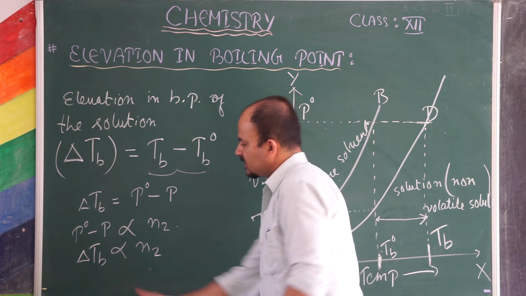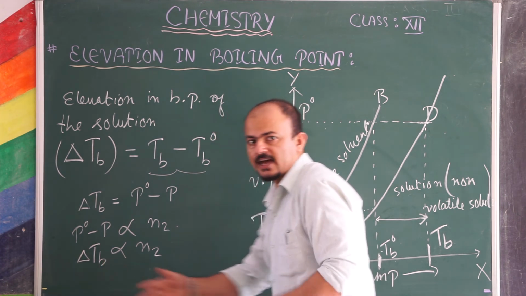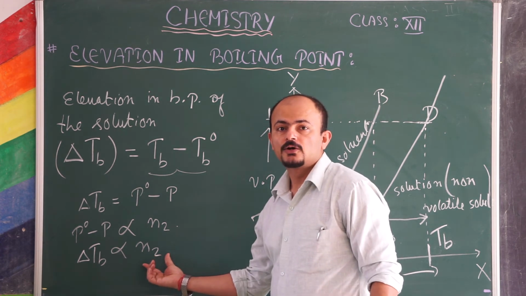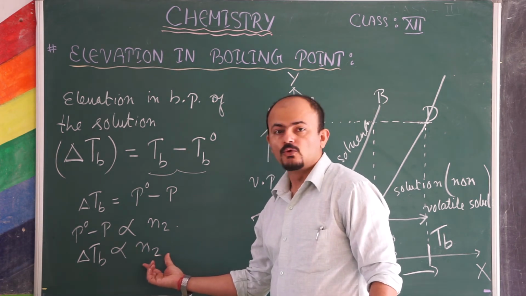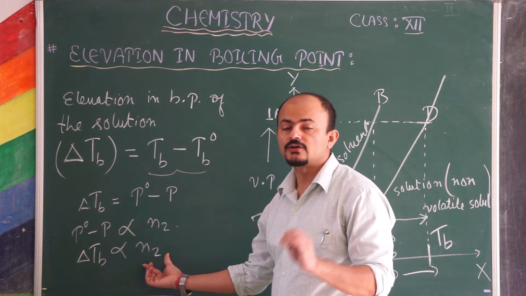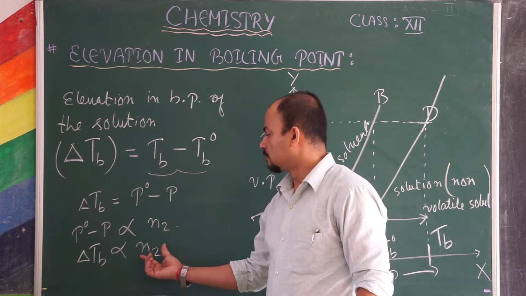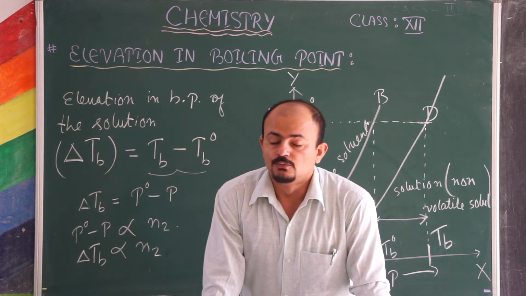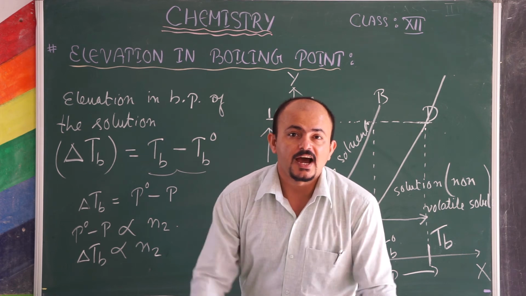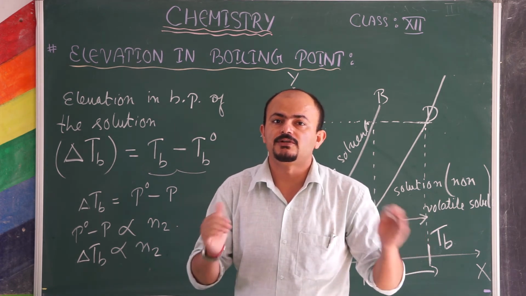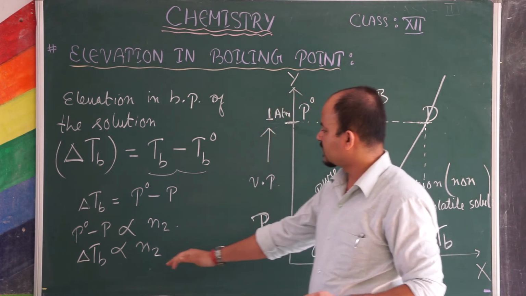Now since the elevation in boiling point, how much it is going to increase, depends upon the number of moles of the solute particles, the non-volatile solute particles, that means more is the number of moles of solute particles, higher will be its elevation. Its elevation in boiling point will be higher. So up to this point, I think it's clear.